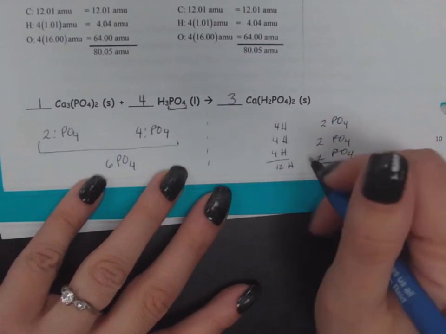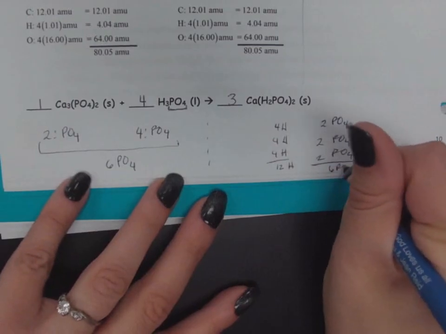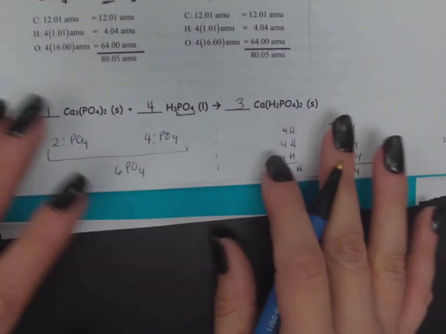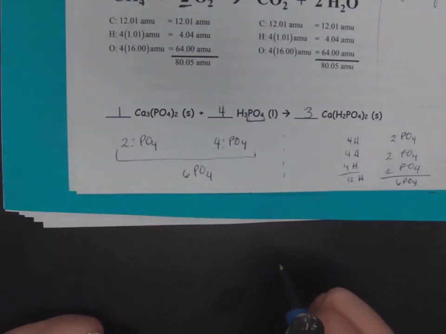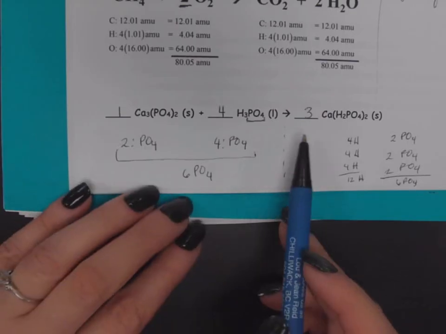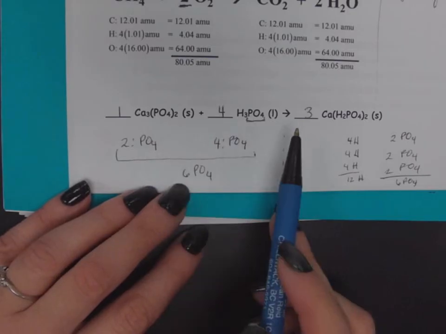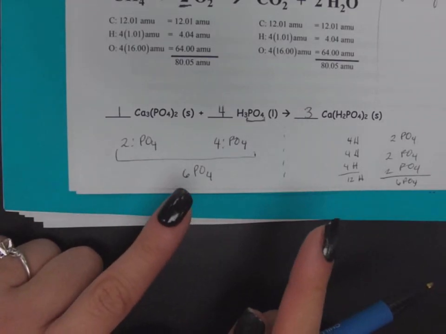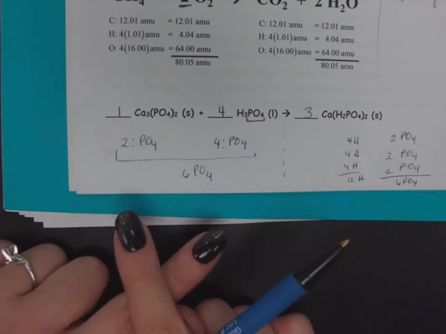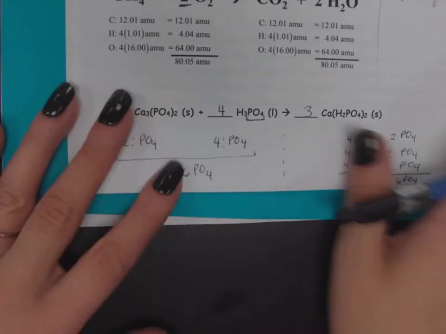So 2, 4, 6. Oh, 6 phosphates. So everything is balanced. We have a coefficient of 1, 4, and 3. Okay. Another tip or trick that I have that we didn't end up using is you can crisscross subscripts for coefficients pretty often, especially when they have uneven numbers, and so then you can crisscross them so they equal each other. That's another little trick or tip.